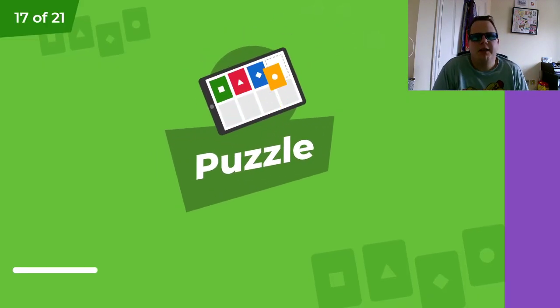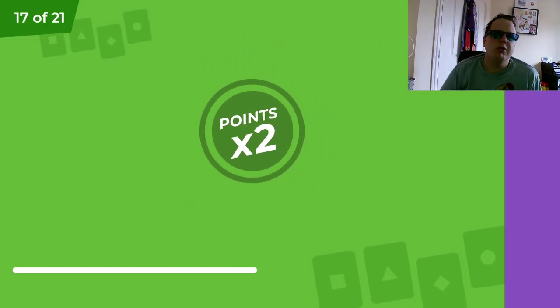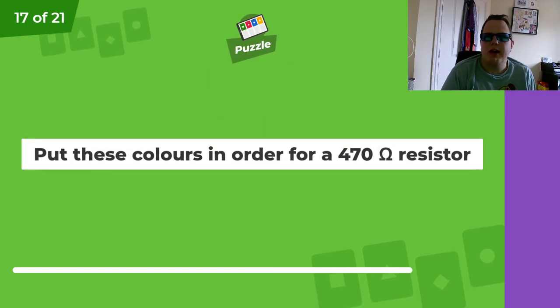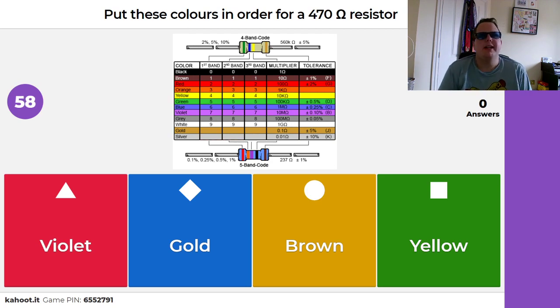Excellent. Alright, puzzle then for you. So double points on this puzzle, because we're getting into our last 4 questions. Put these colours in order for a 470 ohm resistor. So if we had a 470 ohm resistor, what order would the colours be in?